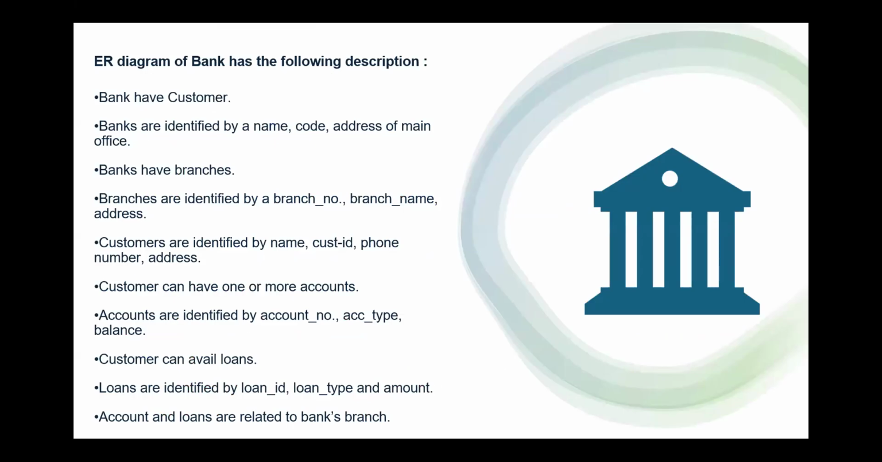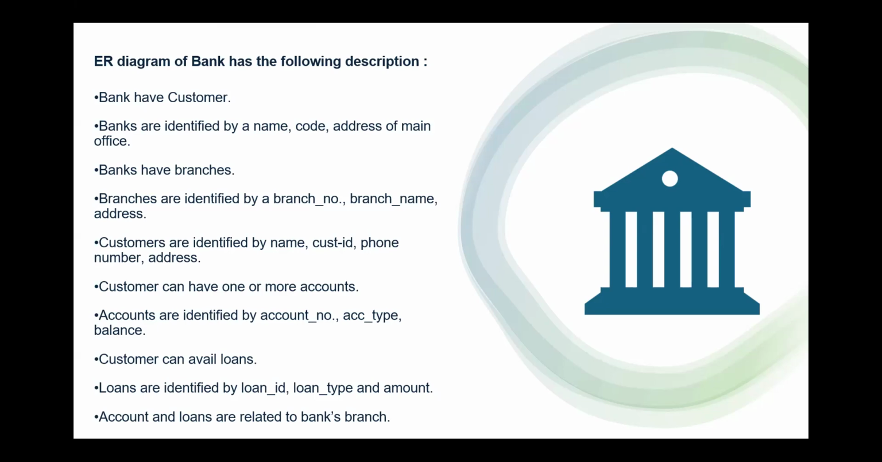Again, please note that the ER diagram can vary for different organizations because their processes and policies may differ. Now, here we're talking about an ER diagram of a bank which has the following description. The bank can have customers. It is identified by name, code, address of main office.